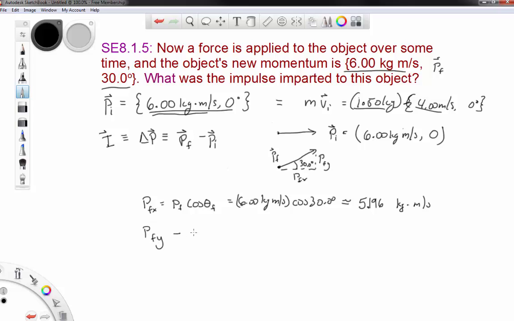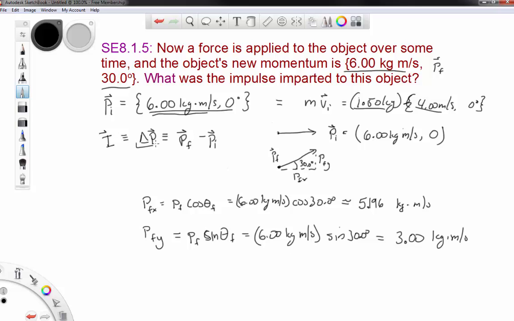The final for y is going to be obtained in the same way, but using the sine of the angle. And so that's 6.00 kilogram meters per second times the sine of 30.0 degrees. Sine of 30 degrees is just a half, so this is going to be 3.00 kilogram meters per second.